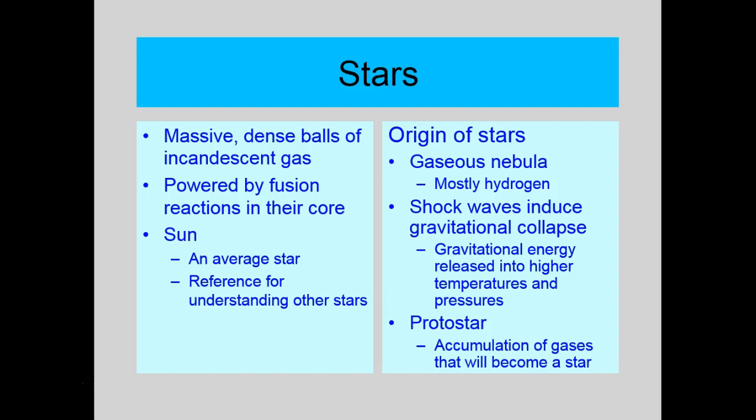Mostly hydrogen gas, which is the lightest element there is. Now, in the periodic table, hydrogen is right here, number 1. It's the very lightest element we have. 1 proton, usually no neutrons, 1 electron. Lightest you can get. Can't get any lighter than hydrogen. And that's what most of the gases out there in these nebula are, mostly hydrogen.